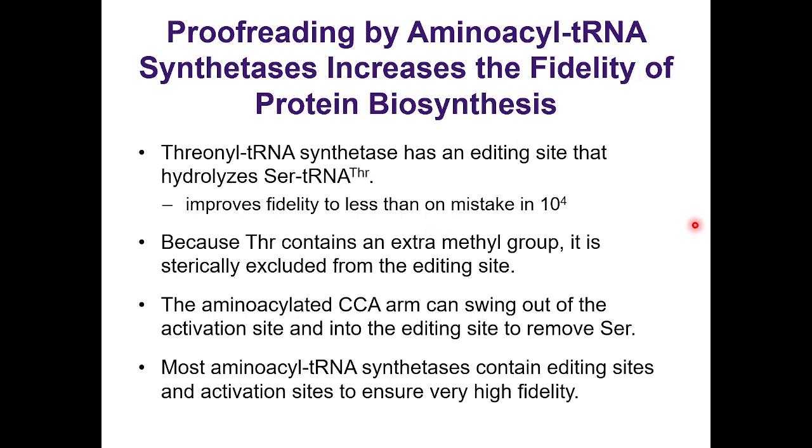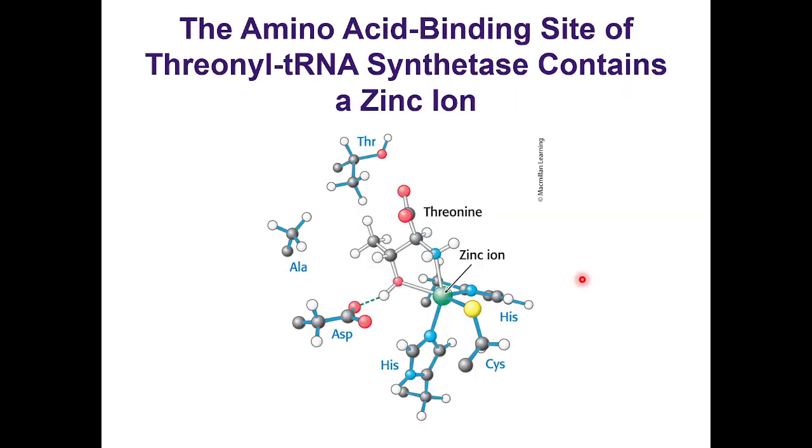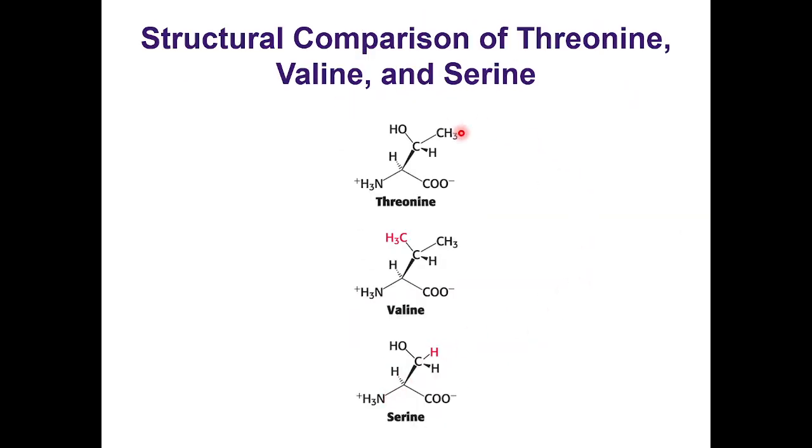So the 3-enenyl tRNA synthetase is going to have an editing site that's going to hydrolyze. You can actually hydrolyze your serine tRNA. This will improve the fidelity to less than 1 mistake in 10 to the 4th. Because the 3-enene contains an extra methyl group, it's actually sterically excluded from the editing site. And this is how you fix that mistake that happens occasionally. Okay? And again, we're taking advantage of that stereochemistry, that difference between these two, where this can't fit in the same sites this would, right?